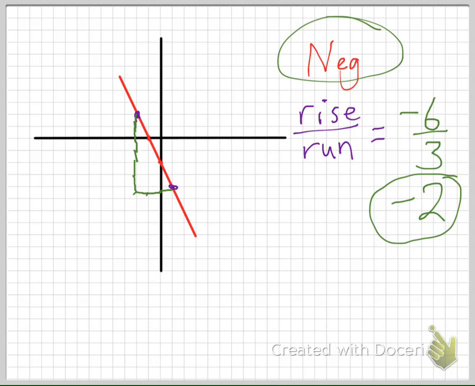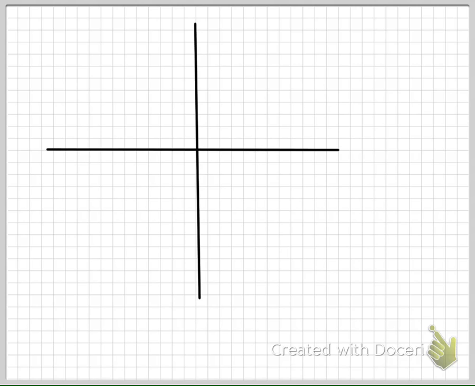Alright, let's look at the 2 on the back. Ah, that didn't work real well. What?